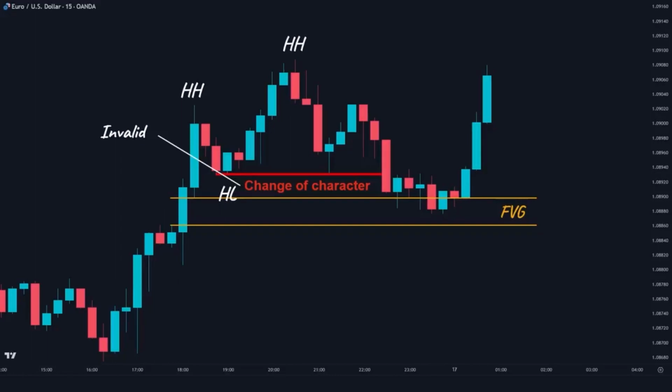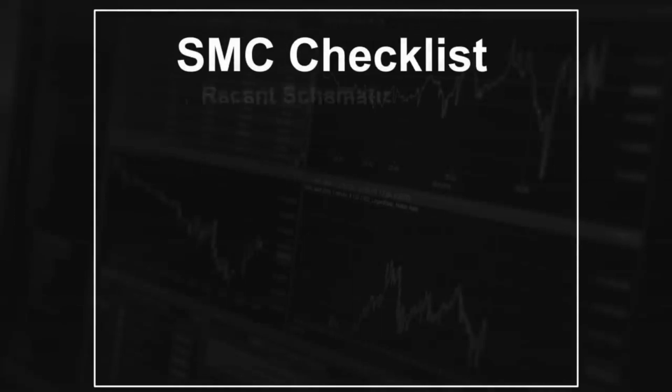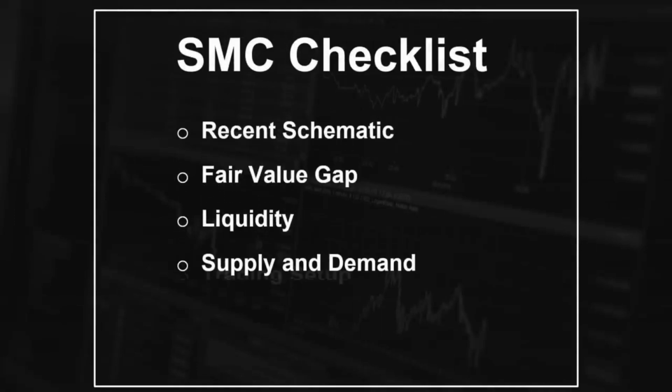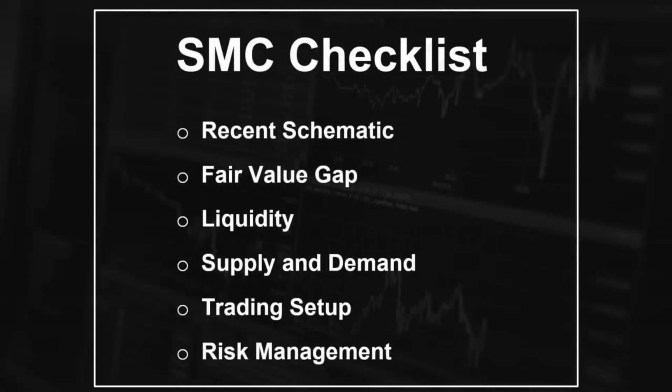In that case, we will witness an imperfect uptrend, which will confuse many traders who missed the liquidity sweep concept. You can avoid these kinds of trades by simply applying the SMC concepts to the latest movements and creating a checklist for your trading setup. This checklist will contain some of the most basic smart money concepts like drawing the latest schematic, identifying fair value gaps, equal highs and lows as liquidity areas, supply and demand zones, and potential trading opportunities.